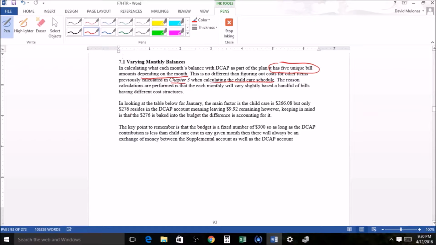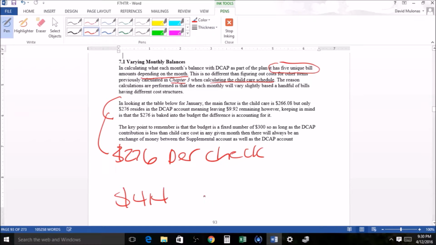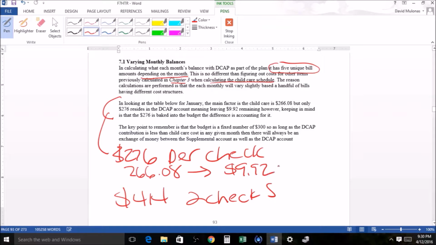What we need to see and understand here is that Jasper is putting away $276 per check, not counting the third bonus checks. That would be $414 on just those 2 checks. Okay, so he has $276. And for example, the first bill is $266.08, and that's going to yield him a $9.92 leftover balance in his DCAP. So now let's go down and see where this comes into play.